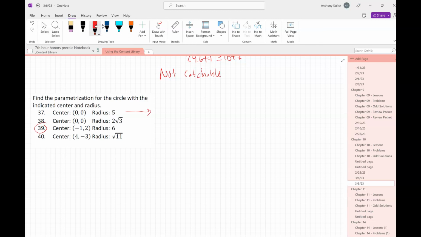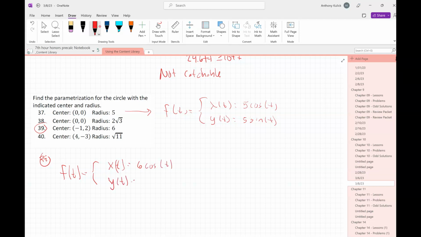All right, so let's just say we did 49 or 37 here, just as an example. This should have been pretty easy. We just did 5 cosine t and then 5 sine t, right? That'll be a circle with radius 5 centered at the origin. So if we're doing 39, let's ignore the center for a moment and just want our radius to be 6. I would do this, right? That'll give me a circle with radius 6 centered at the origin.